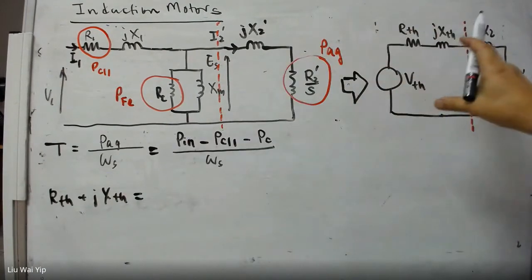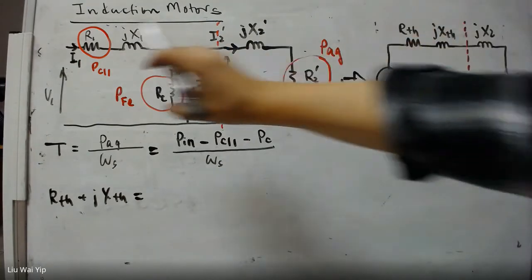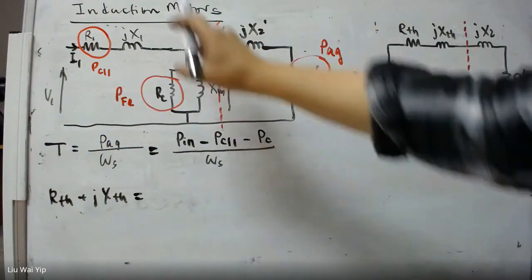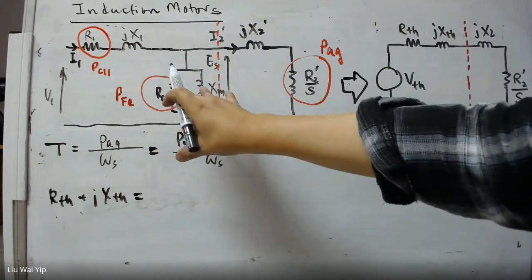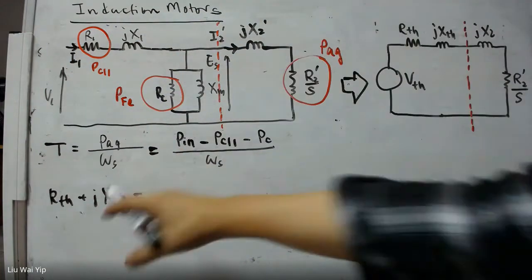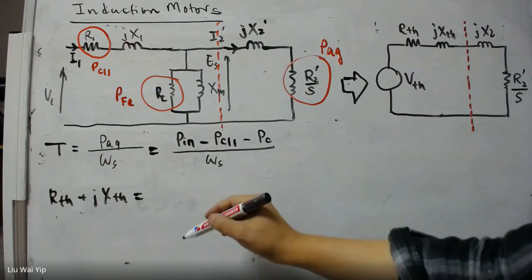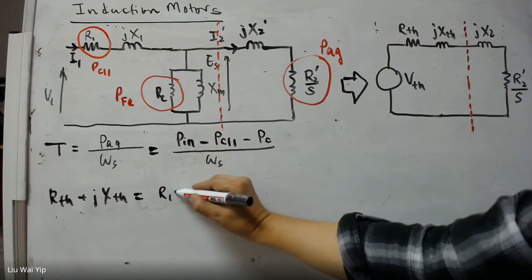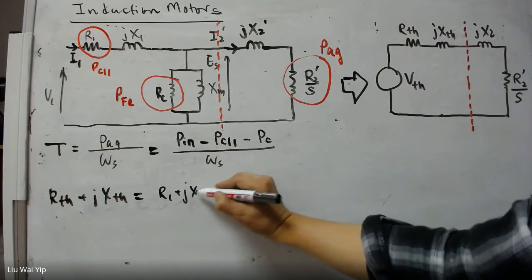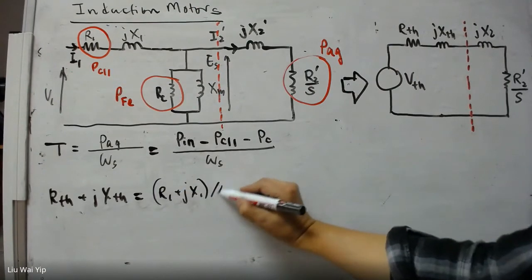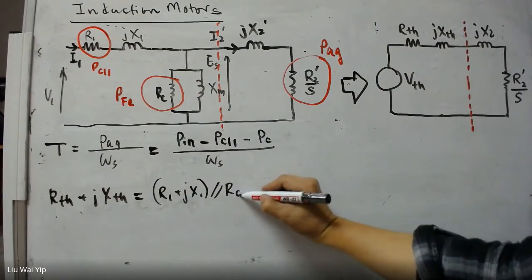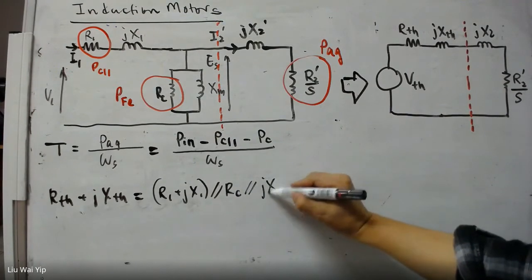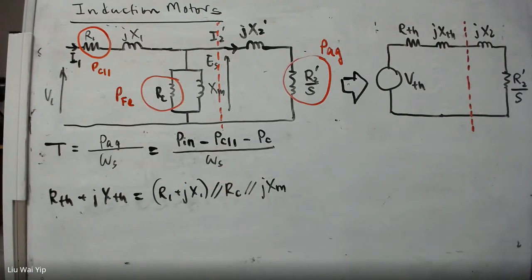We have to assume the voltage to be zero. So in other words, we have this pair and this pair. So the Thevenin impedance is actually this guy parallel with RLC and then jXM. So this is the Thevenin impedance.